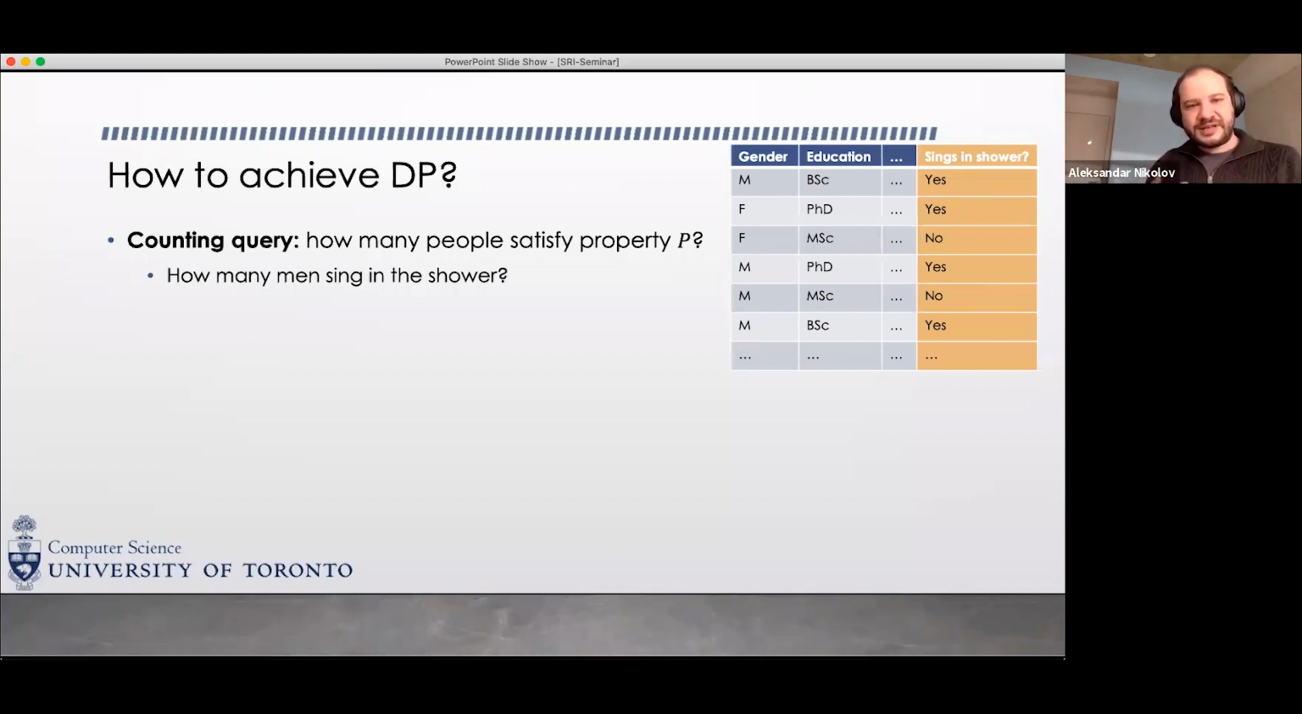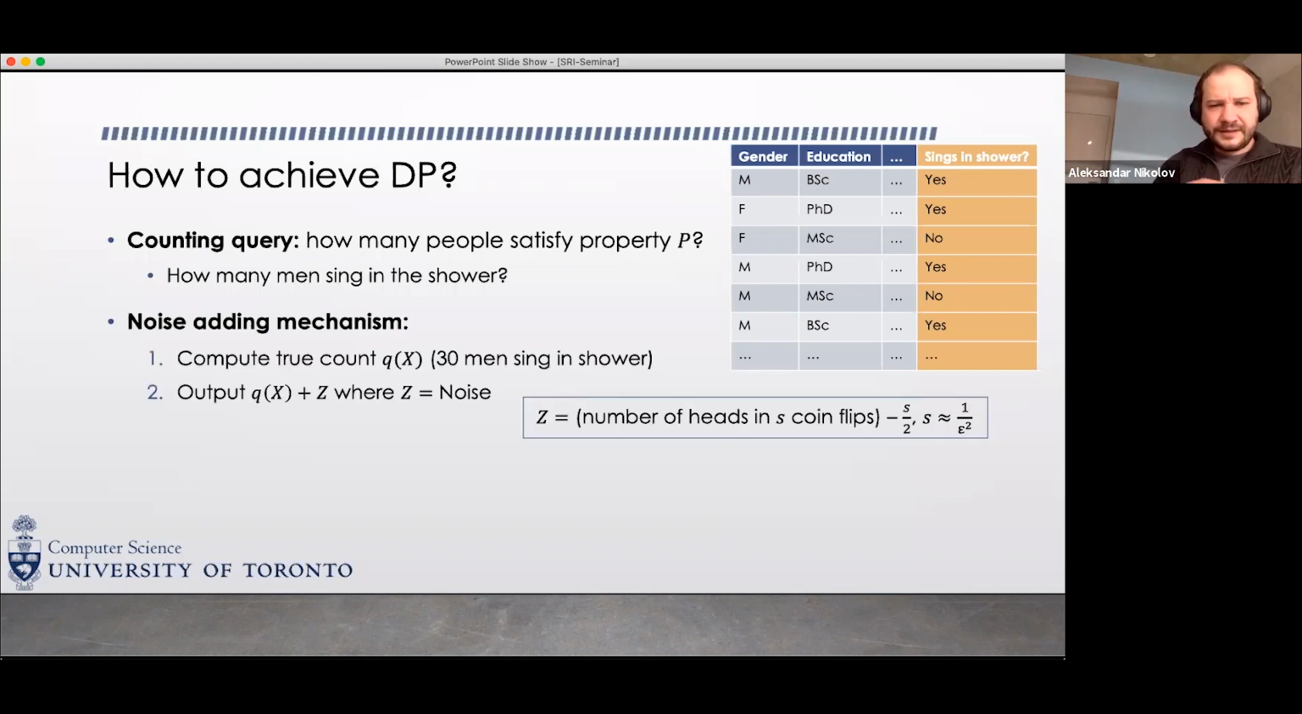Okay, so let's say we want to answer a counting question like this. For example, how many men in this data set sing in the shower? A simple way to do this with differential privacy is just to compute the true answer and add some random noise.